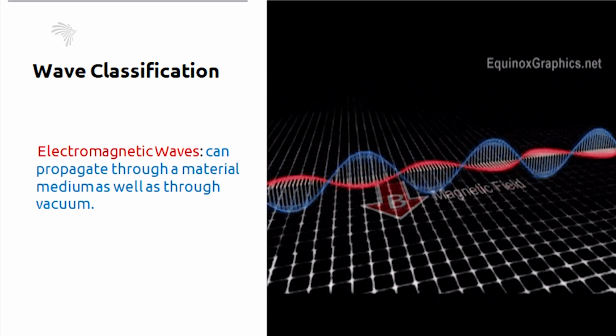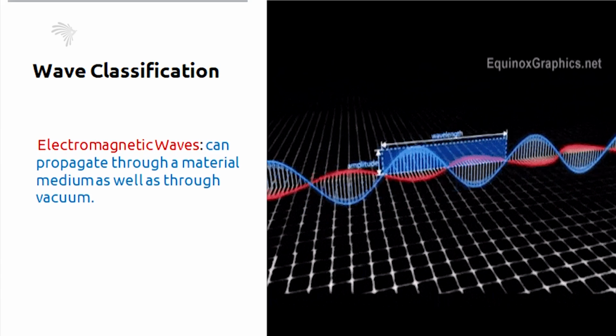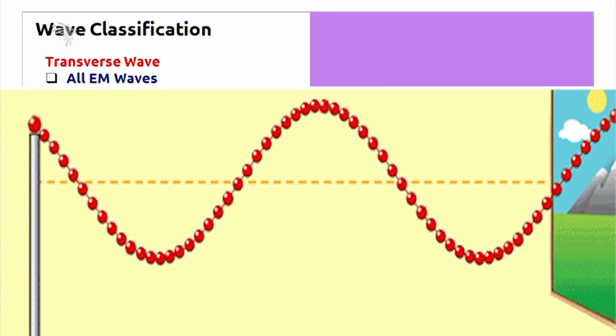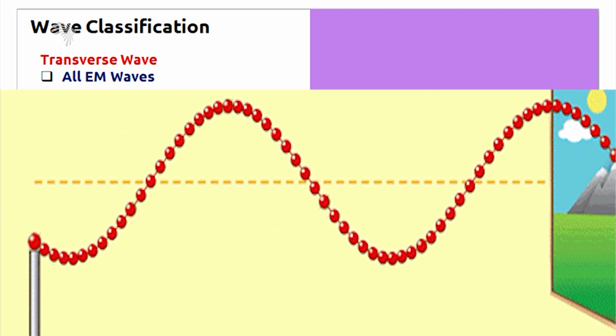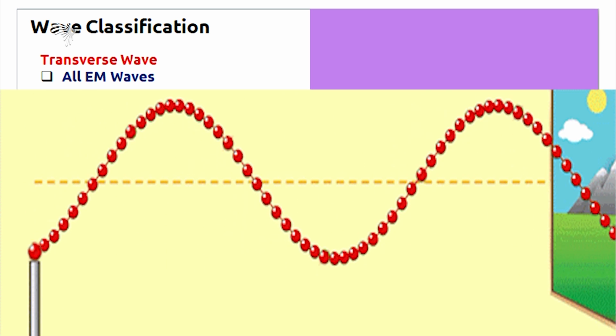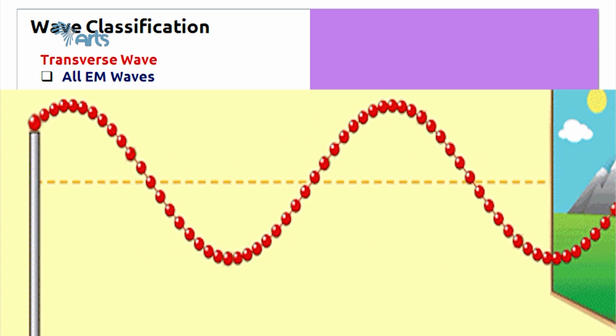When a wave propagates through a medium, the particles of the medium vibrate about their equilibrium position. On the basis of the direction of propagation, traveling waves can also be categorized as transverse and longitudinal. A transverse wave is a wave in which the particles of the medium execute simple harmonic motion in a direction perpendicular to the direction of propagation. All electromagnetic waves are transverse waves.